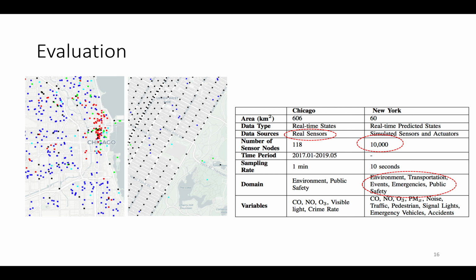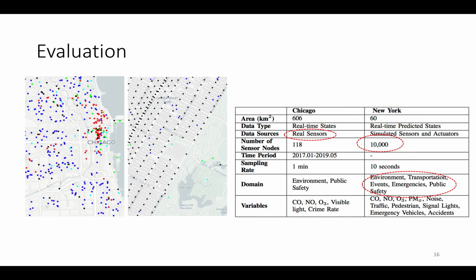So here are the maps and the overview of the two case studies. On the map, the colorful nodes indicate the locations of sensors and points of interest, like a school, park, or theater. In the Chicago case, we use real sensor data from the Array of Things project. And in the New York case, in our simulation, we deploy about 10,000 sensor nodes, and it covers different application domains like environment, transportation, and so on.